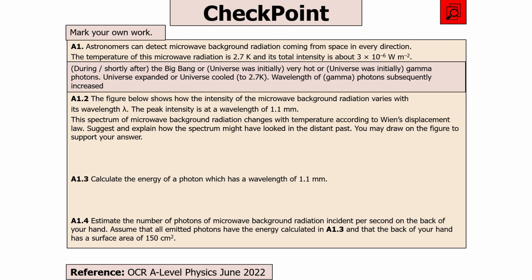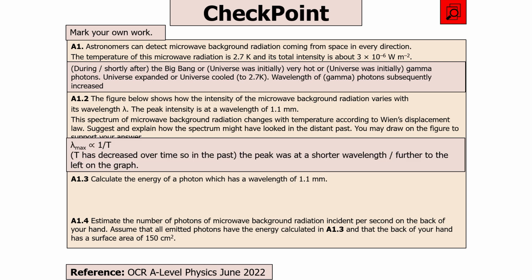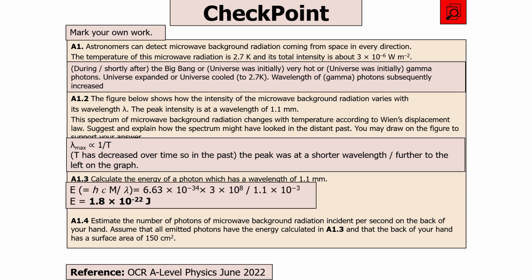Now we know in this next one that lambda max is proportional to 1 over T, the Wien displacement law. So as T is decreased over time, in the past the peak was at a shorter wavelength, and so further to the left on the graph. Now the energy of a photon, we can remember doing this, is E equals hc over lambda, so you can pop that through.